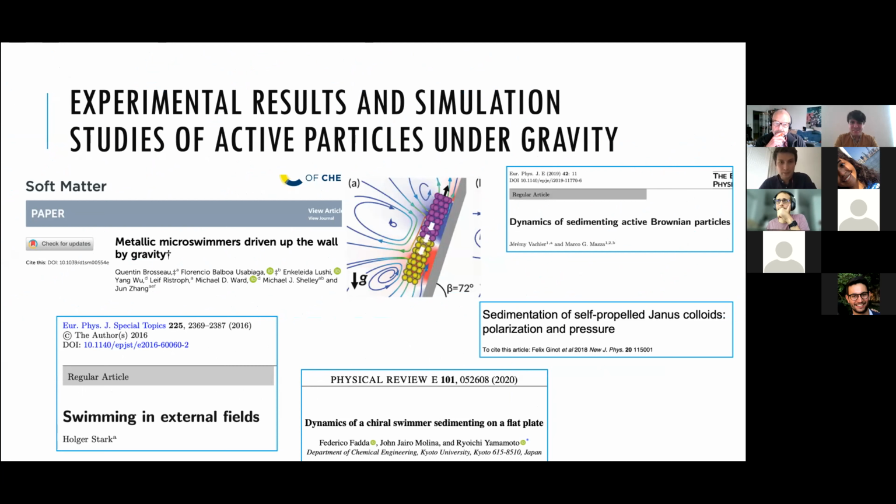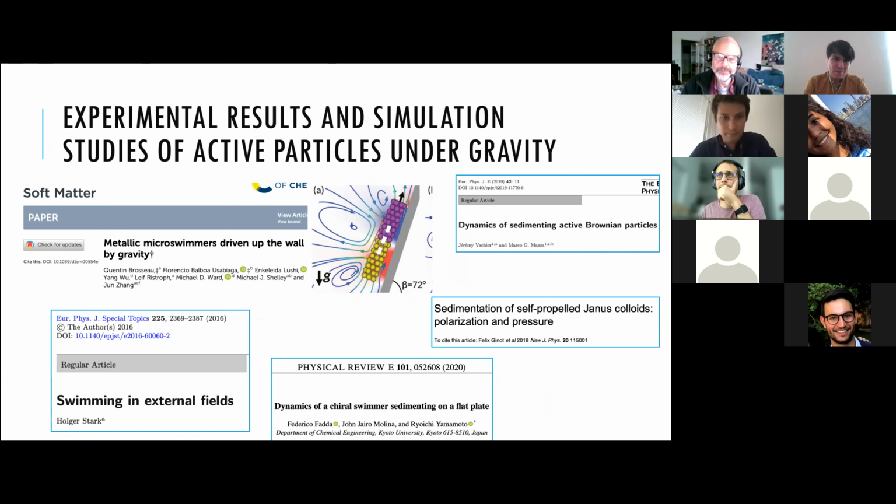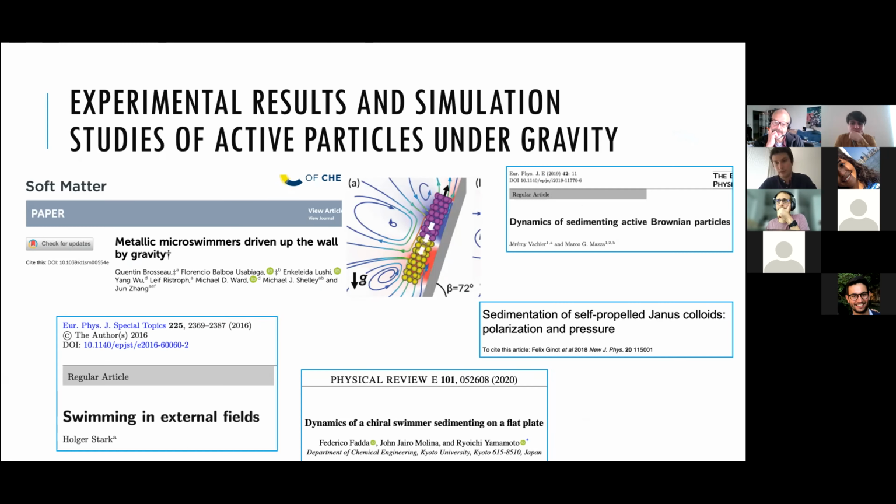So the question arises, how will the behavior of active particles change if they are subject to gravity? For example, here is an example of microswimmers moving up a wall under the influence of gravity. There are different works that discuss, in experiments and in simulations, the sedimentation profiles of such active particles. But not so many works focus on the temporal evolution of quantities such as mean square displacement.